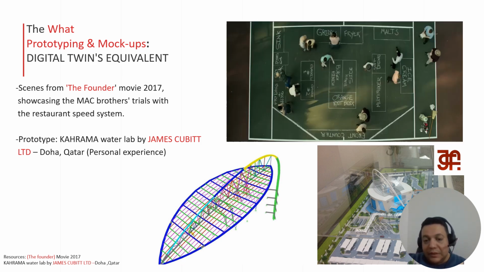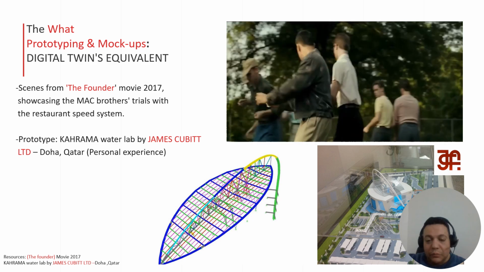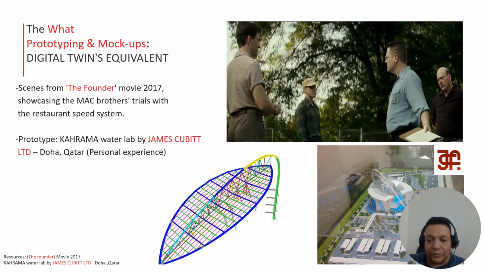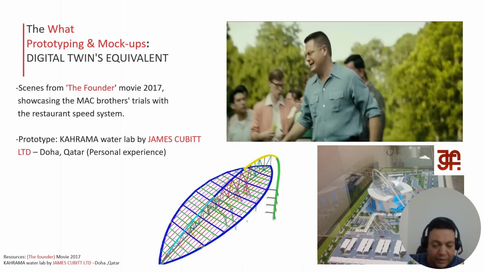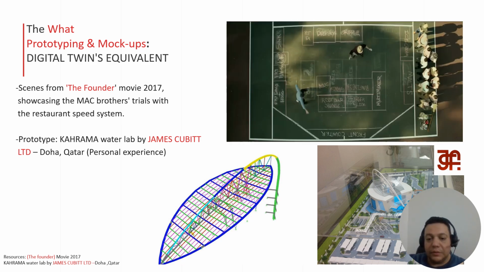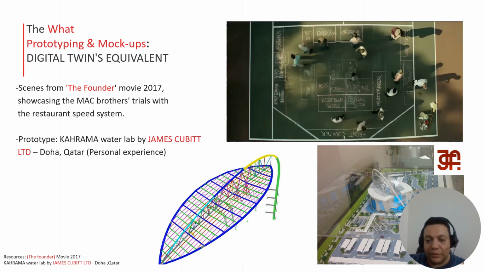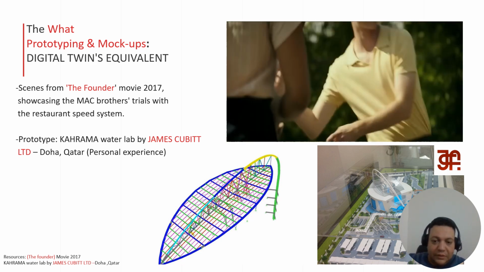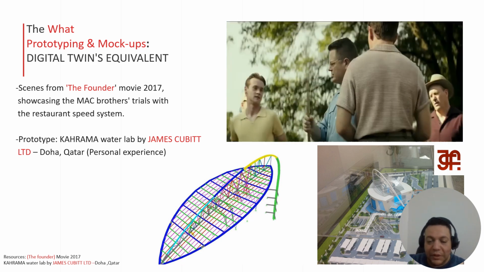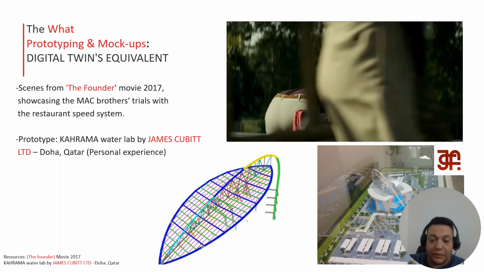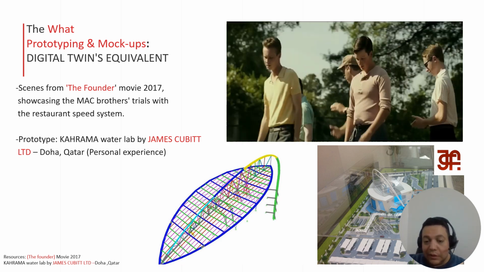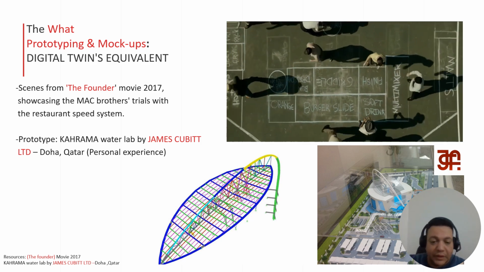the equivalent, the physical prototyping and mocking up. First, if we see as an example the founder from the movie The Founder, the McDonald brothers tried to simulate the process through their kitchen using their staff. And that, through many trials, reached the fast food industry that we know by now, where you can take your food in a couple of minutes rather than before.